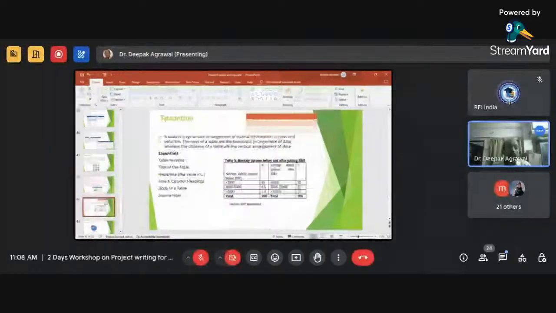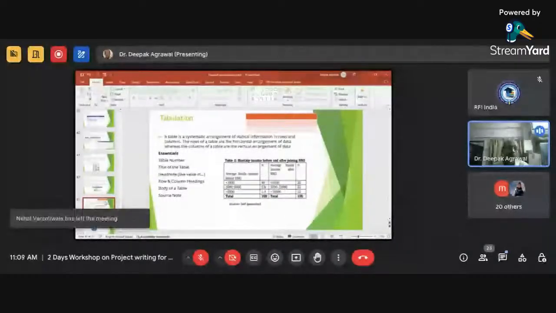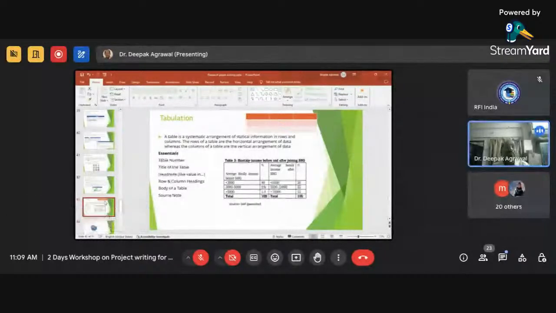Again, I am repeating that everything is well defined when you want to submit your paper to a specific journal. So just have some idea of where you want to get your paper published, go through their guidelines and develop all these things according to that only, so that you can save your time.